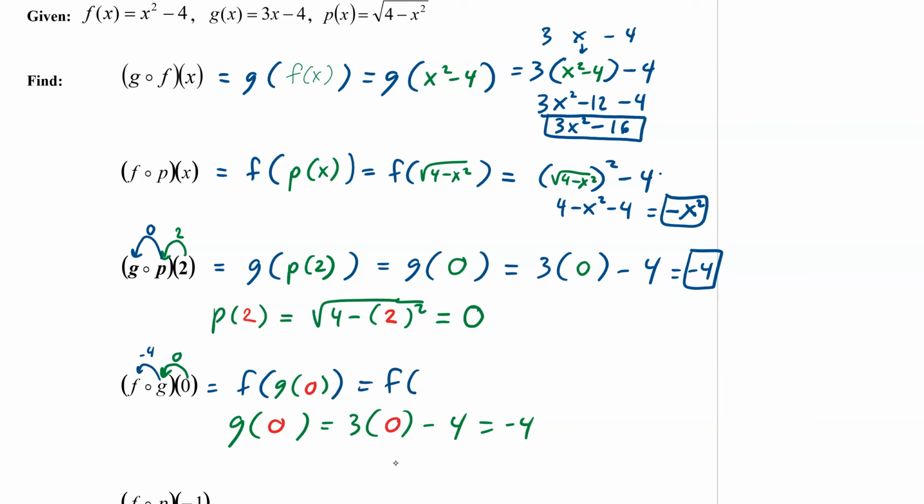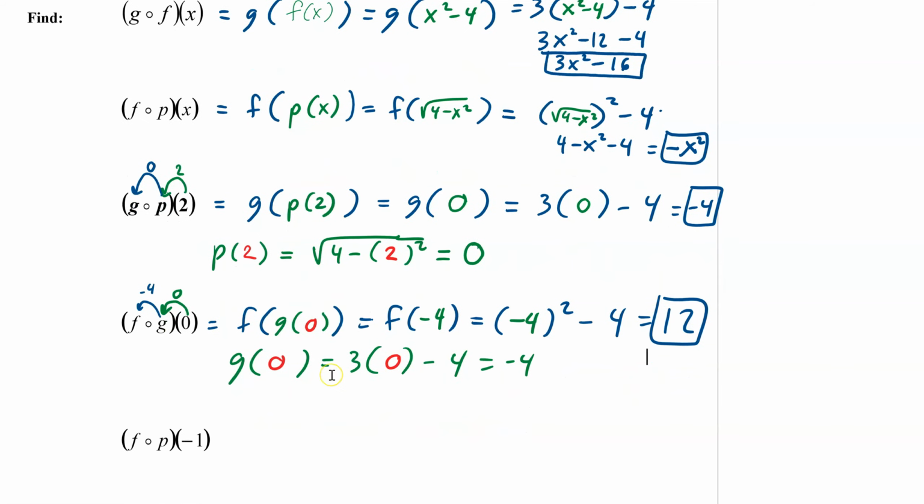That's what we're going to now plug in to the next one. So this would be f of negative 4. When we go back and look at our f function, that would be parentheses squared minus 4. Just so the colors are correct here, let's put that one back in green. Negative 4 squared becomes 16, take away 4, which is 12. All right, since we're now on a roll, let's keep going.